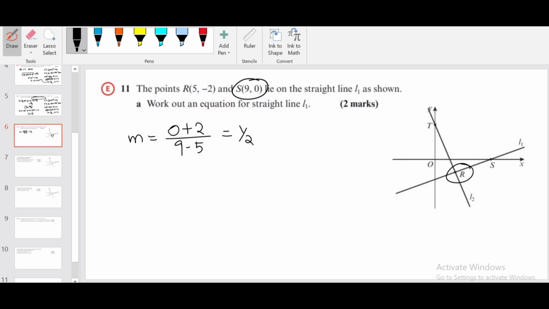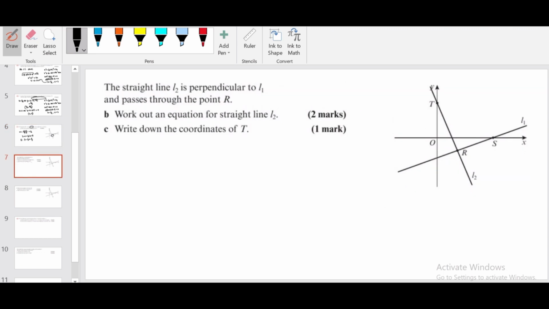I'm going to use this point. y minus y1 is equal to slope times x minus x1. So you get y is equal to half x minus 9 over 2. That's the equation of L1. That's part A. Let's move on to part B now.